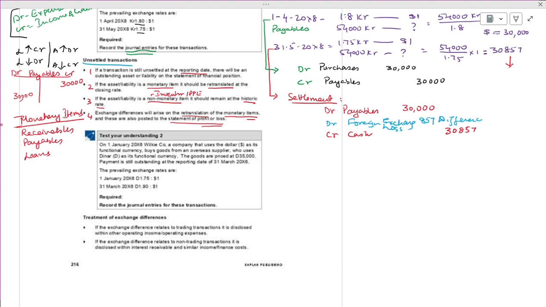And non-monetary items are inventory and plant and equipment. Is it right? Very important, I will ask you any time. Non-monetary items: inventory and property, plant and equipment.